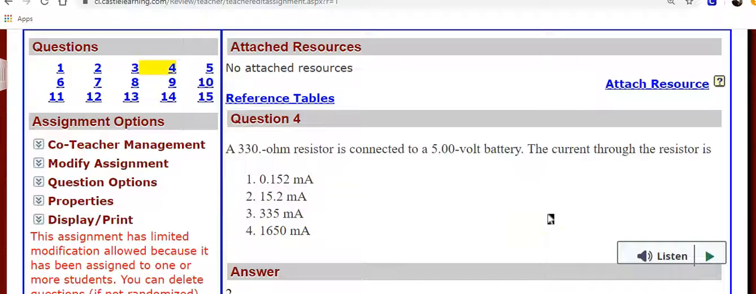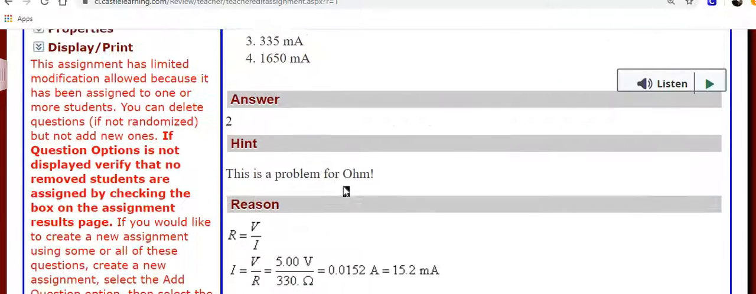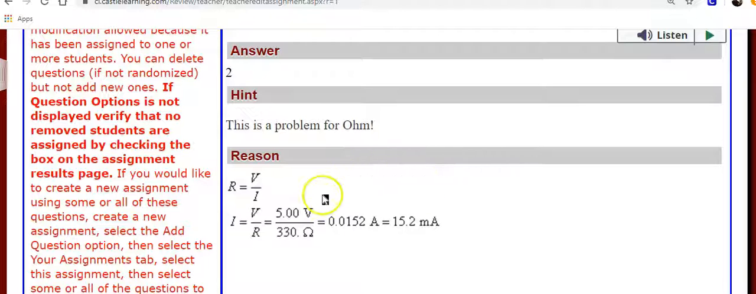This is a problem from your Castle Learning. Question 4. A 330 ohm resistor is connected to a 5 volt battery. The current through the resistor is how many milliamps? See this little m here stands for milli. That's 10 to the negative 3. So this is an Ohm's law problem. R is V over I, so I is 5 volts over 330 ohms. And of course the answer turns out to be 0.0152 amps. But because we're dealing with milliamps, we take the decimal and move it over 3 decimal points, and you get 15.2 milliamps.